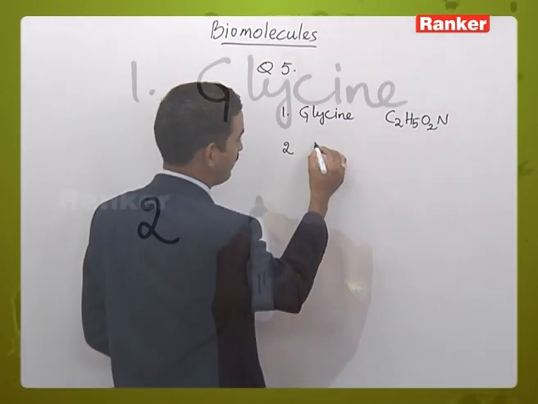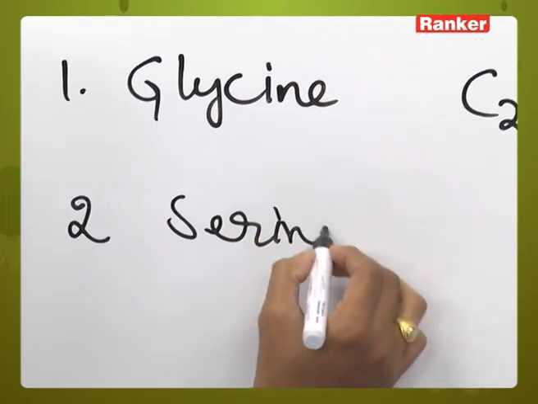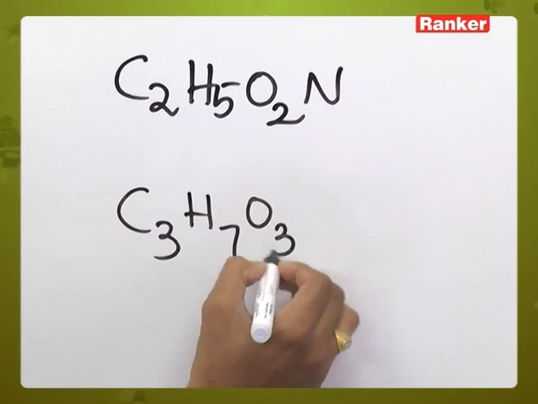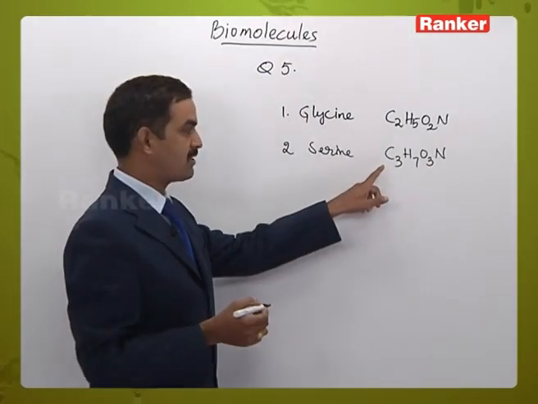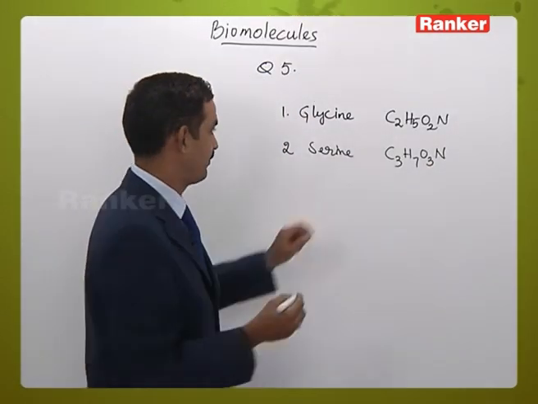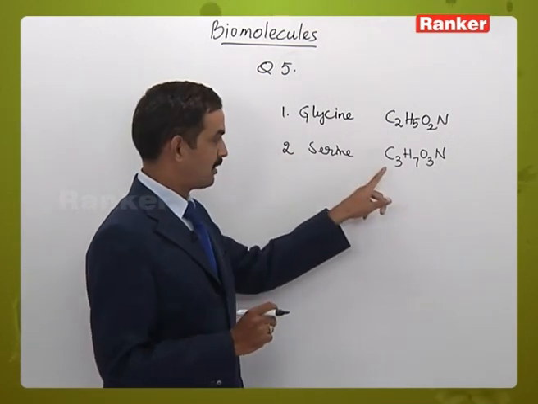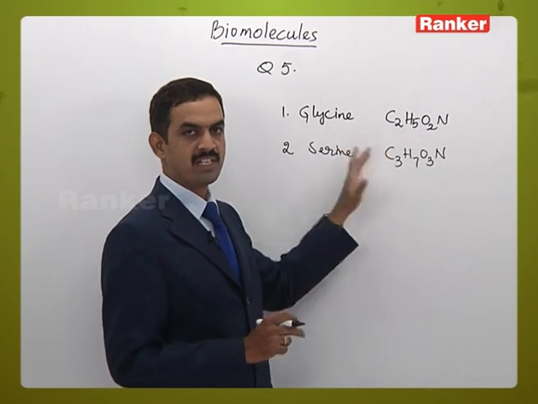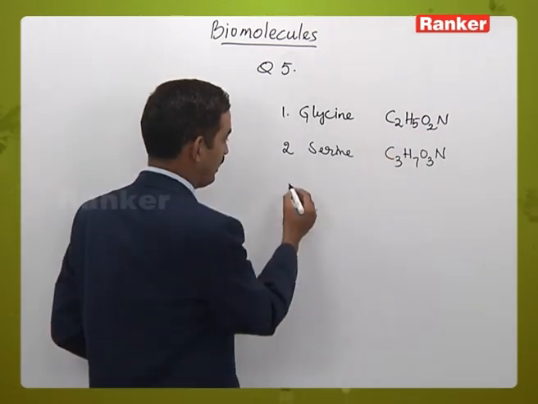Second one is serine, with the molecular formula C3H7O3N. It contains 3 carbons in it.